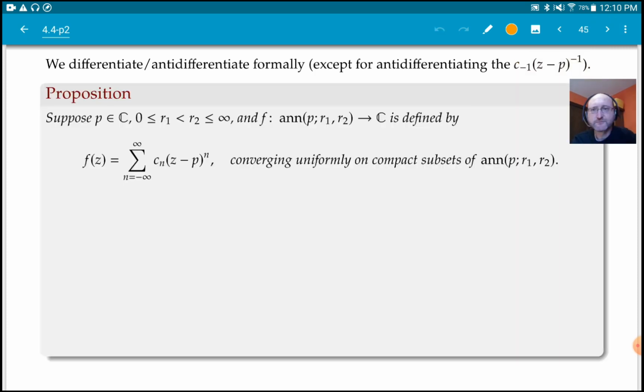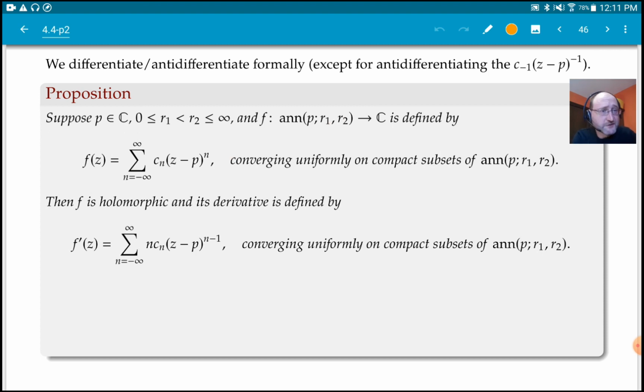So this is the proposition, right? If we have a function and it's given by this Laurent series, converging uniformly, absolutely on compact subsets of this annulus, then f is holomorphic, it's complex differentiable, and its derivative is defined by this series, and that converges on compact subsets of the annulus, right? So we can differentiate formally, right? We just differentiate term by term, just like for power series.